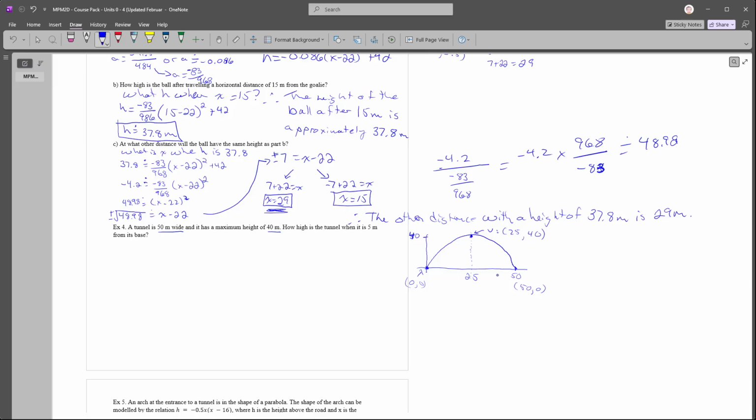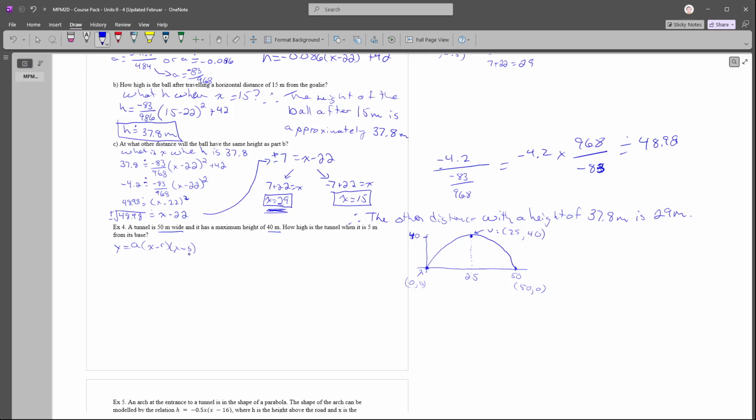Now, we haven't done a factored form version yet, so I'm going to use the factored form version so we can see it in an example. So imagine we have our factored form. Y is equal to a times x minus 0, or x minus h. Sorry, not h, r. Getting ahead of myself here. x minus r and x minus s. Okay?